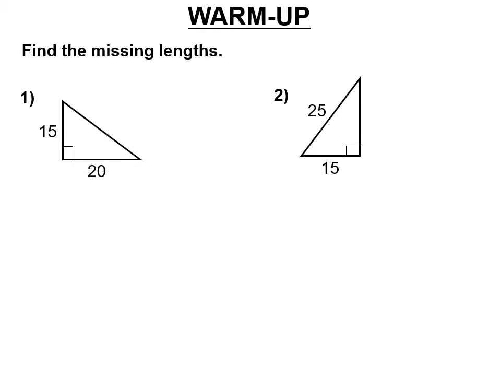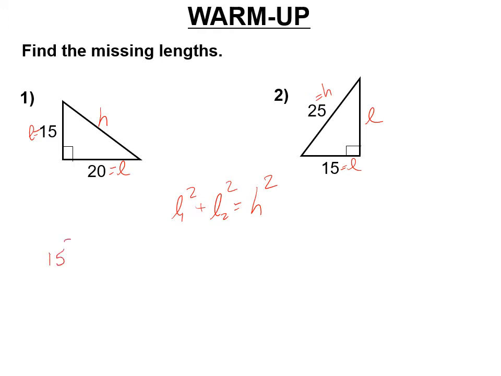So the Pythagorean Theorem states that if you sum the square of the legs, that will equal the square of the hypotenuse. And I wrote it that way. So you have to identify in each one whether a hypotenuse is missing or a leg is missing. So in number 1, a hypotenuse is missing.